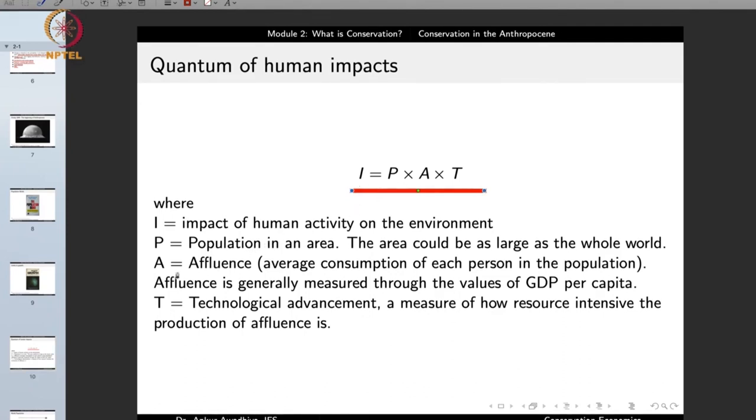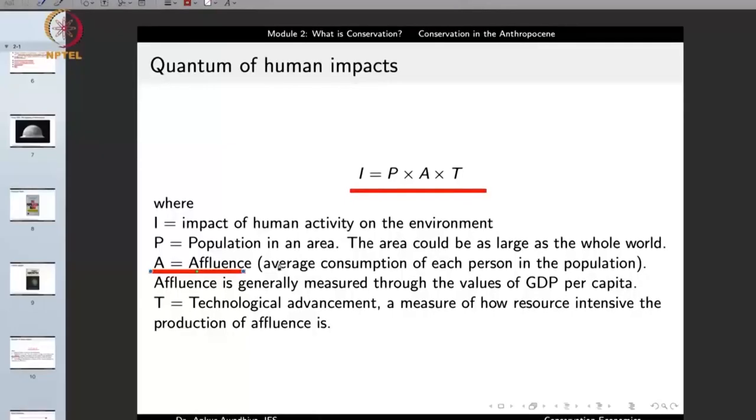I is also proportional to the affluence. Now, affluence is the average consumption of each person in the population. So affluence is telling us how many resources are being consumed by one person. Affluence is generally measured through values of GDP per capita. And what affluence is telling us is that the more affluent you are, the more resources you are using, and so the impact you will have by using a large amount of resources will also be large. So I is also proportional to A, and I is also proportional to T, the technological advancement, or a measure of how resource intensive the production of affluence is. So I is equal to P into A into T.